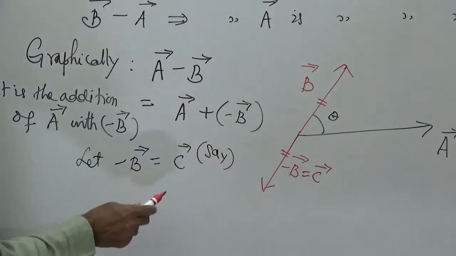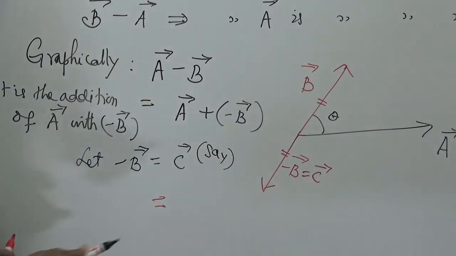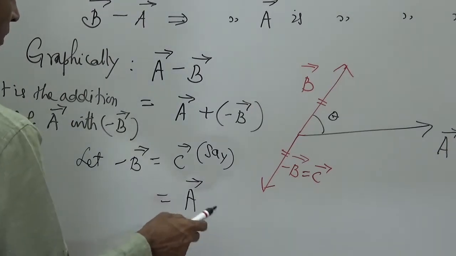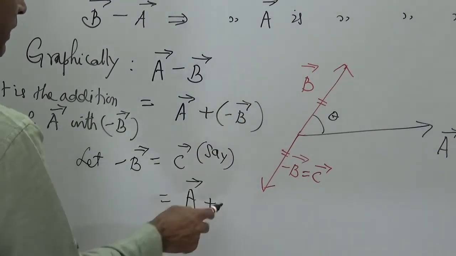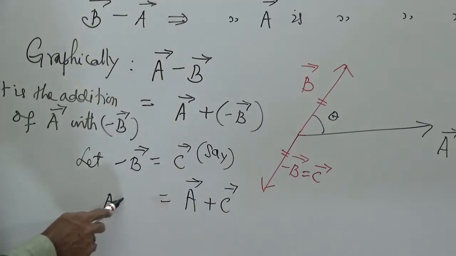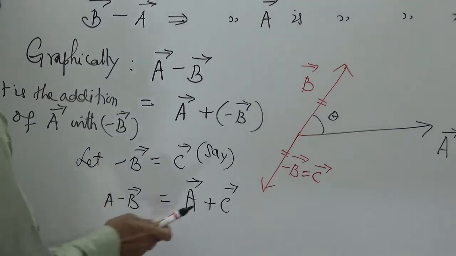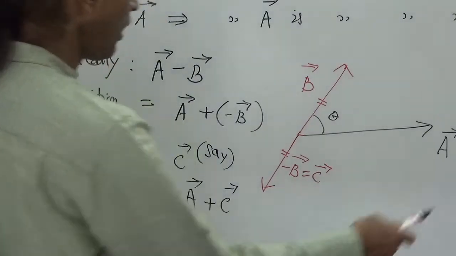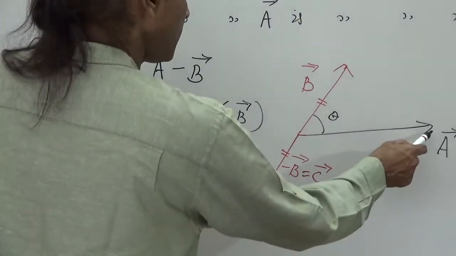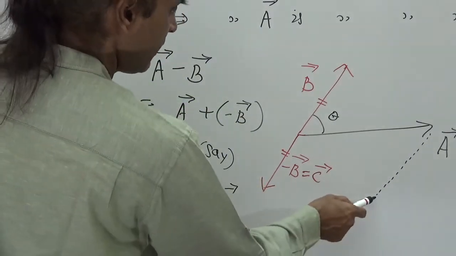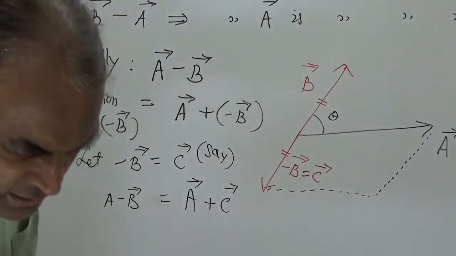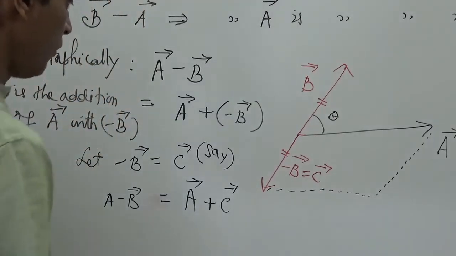Now A plus minus B. Instead of minus B, we can write C. So A minus B can be written as A plus C, the addition of vector A and vector C. C is the negative of vector B. And you know how to add the vectors. By parallelogram law of vectors, we can add these two vectors and we can get the resultant.